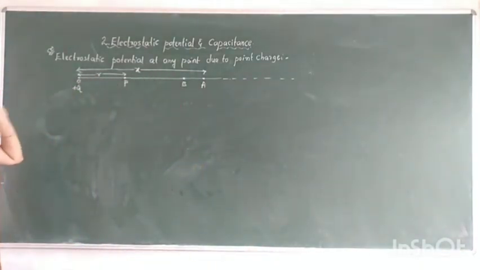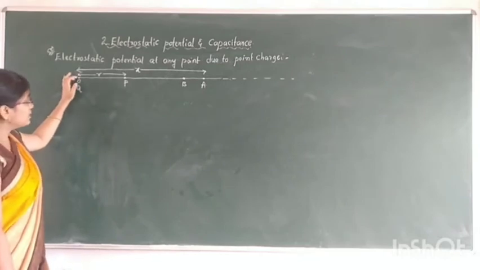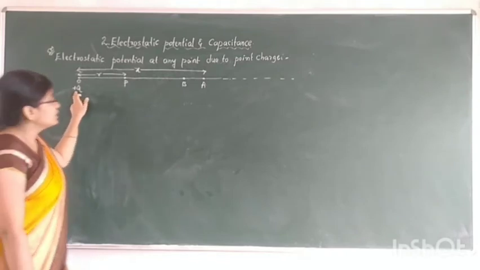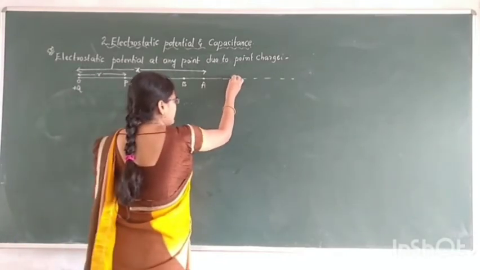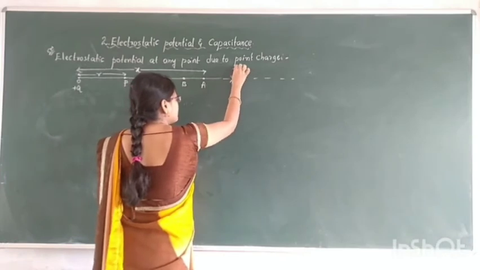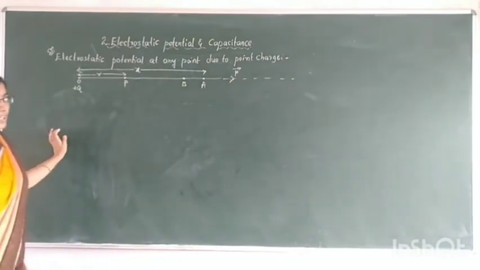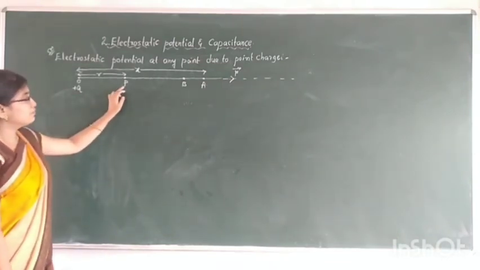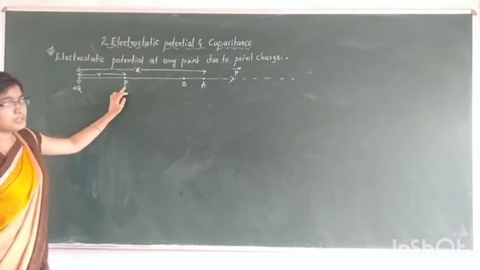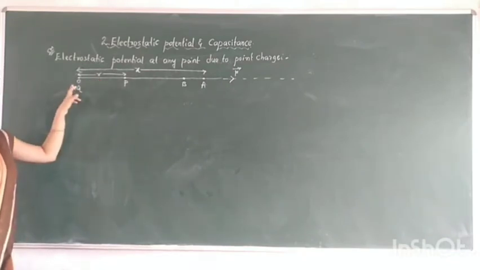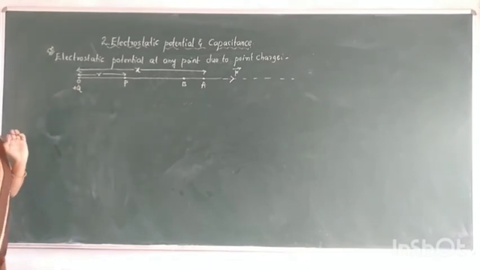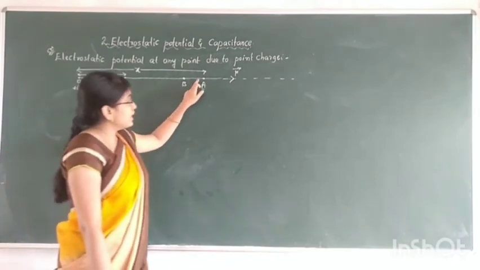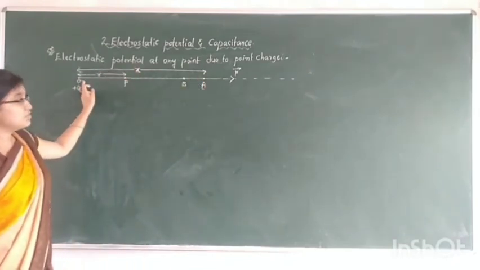So consider this diagram. At the origin the source charge plus q is placed. The direction of electrostatic force is shown as capital F. Point P is situated at a distance r from the origin O. A is the intermediate point which is at a distance x from the origin O.